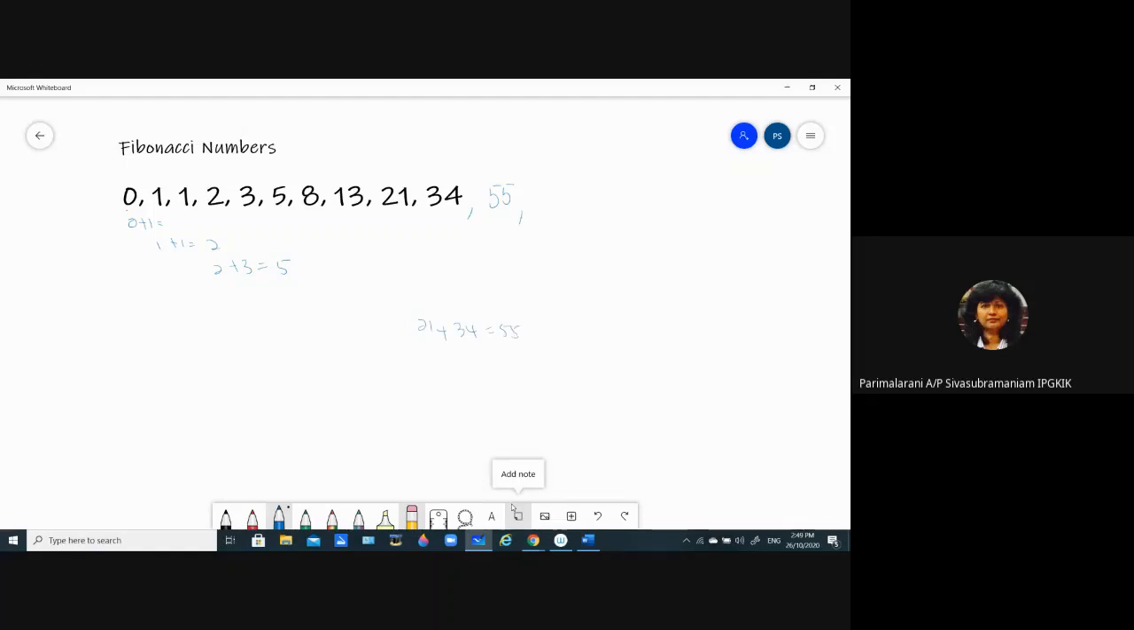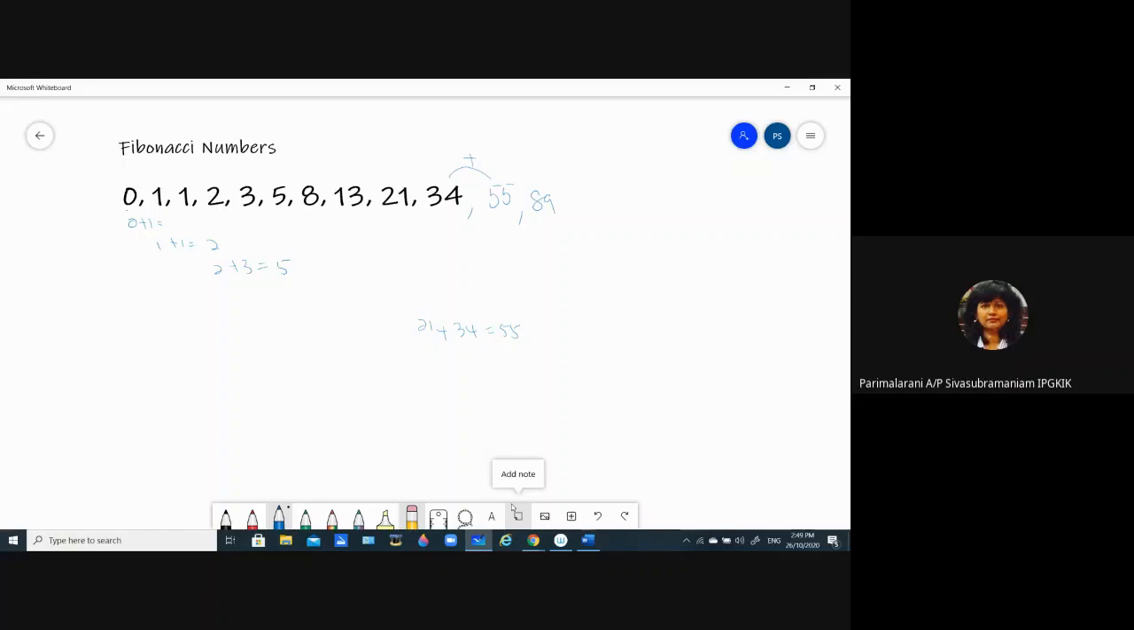After 55, 89. How do you get that? 55 plus 34. Yes, 55 plus 34, you get 89. So that is how we build this Fibonacci sequence.